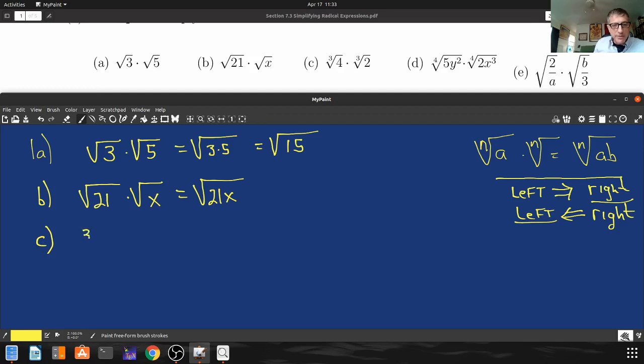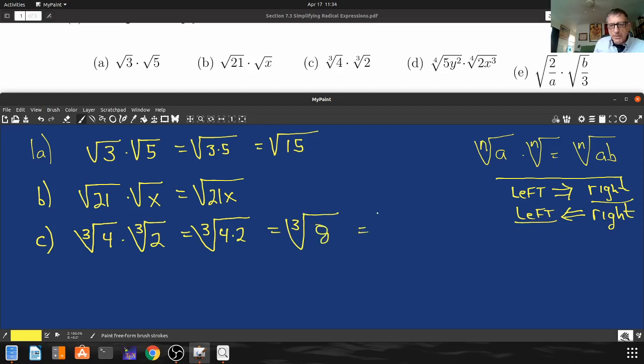So here we have the cube root, or the third root, of 4 times the third root of 2. Well, that's equal to the third root of 4 times 2, which is equal to the third root of 8. But if we remember that 8 is 2 times 2 times 2, then we have the final answer to be 2.